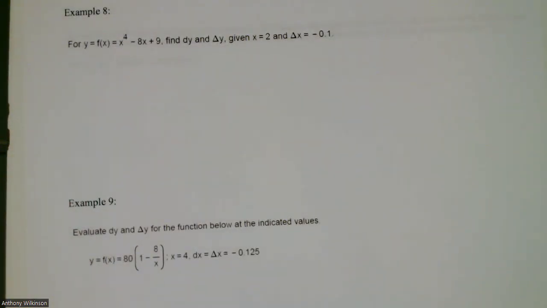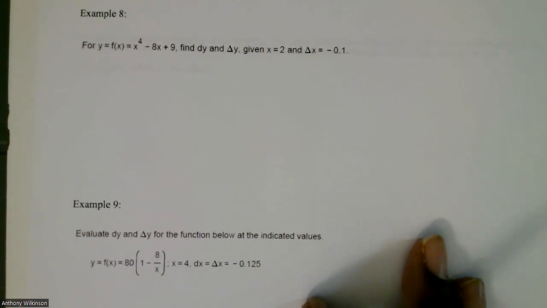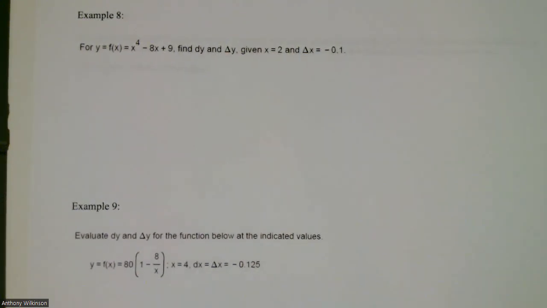All right, example 8. Let's say here, for y equal f of x equal to x to the fourth minus 8x plus 9, we want to find dy and delta y given x is 2 and delta x is equal to negative 0.1.